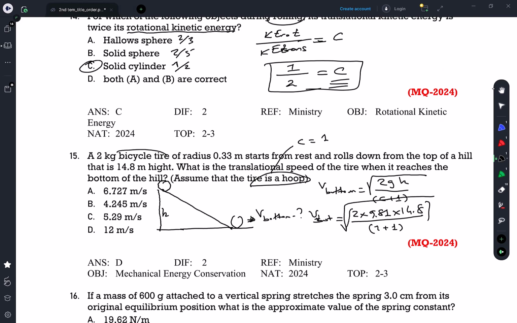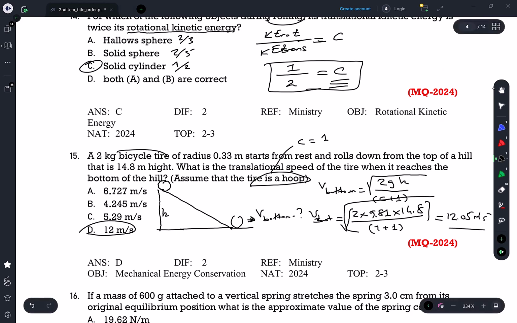Okay, use the calculator. 2 times 9.81 times 14.8 equals, divided by 2, 145. Take the root of the answer, 12. It's going to be 12.05 meters per second. So this is the correct answer.